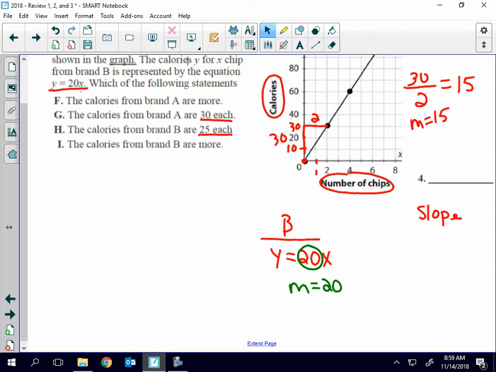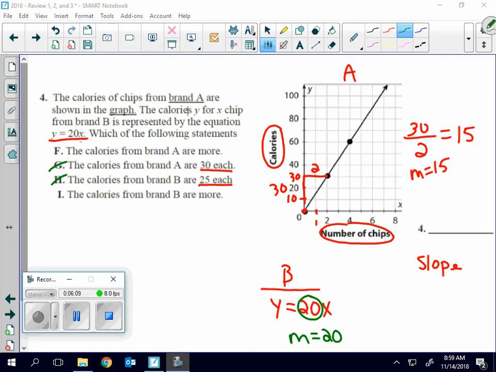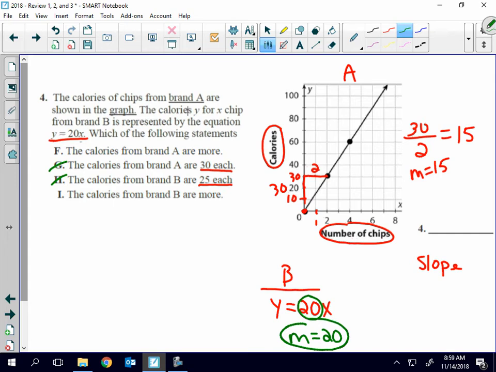So we're comparing those two slopes. We have m equals 15 and m equals 20. Obviously one is bigger than the other, so it's not going to be G and H. Since we know one is bigger than the other, we have to know it's either F or I. So which one is more? B is bigger. So that would be answer I. The calories from brand B are more.